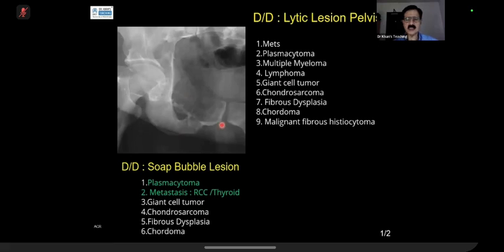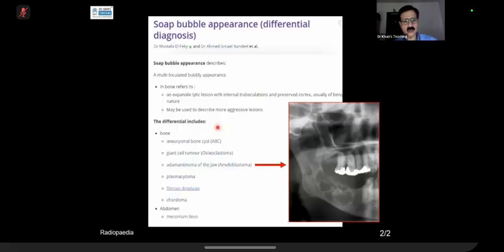So in the exam, they will show you cases in which there will be 2-3 differentials. At times, they will show you cases in which you can just give one diagnosis. And this is what this exercise is about.